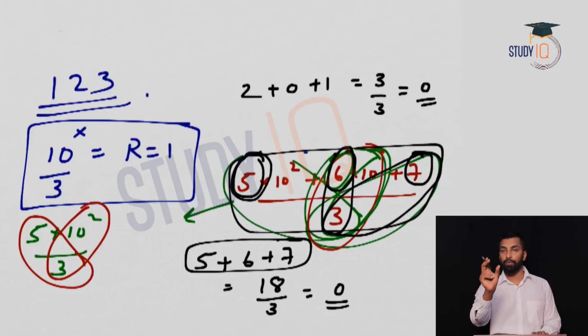We are just taking sum of digits and we are dividing with 3. I hope you understood this completely. But anyway, this is not required for you. Just understand the divisibility rule of 3 is based on sum of digits. If sum of digits is divisible by 3, that number is divisible by 3.